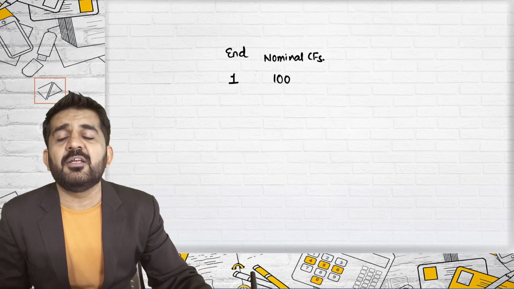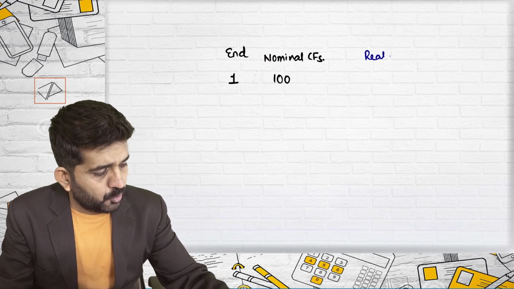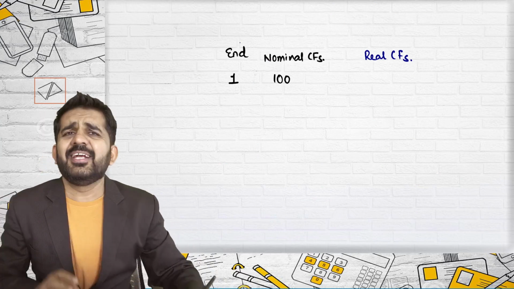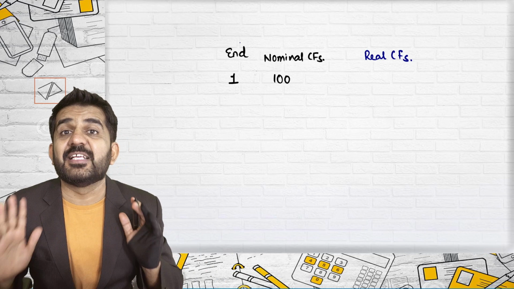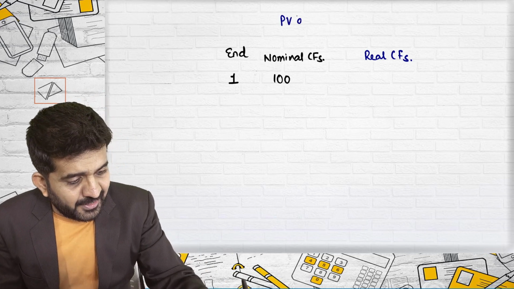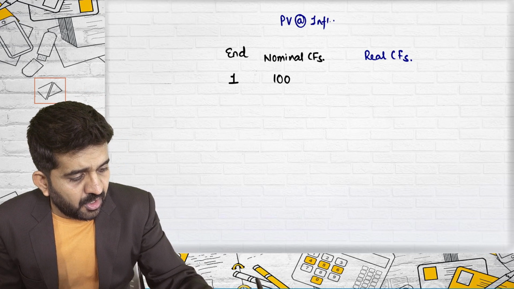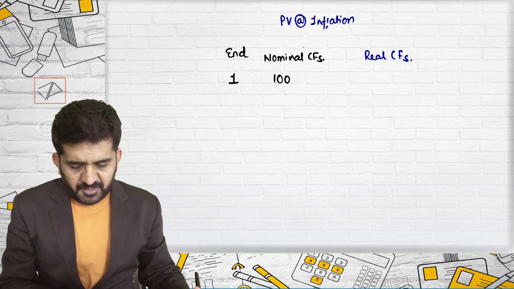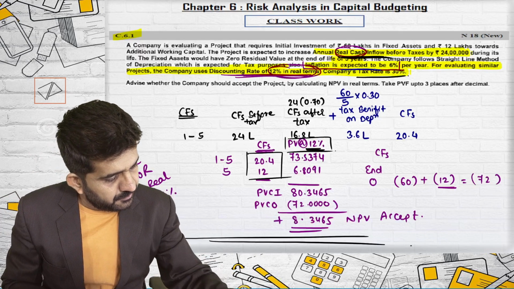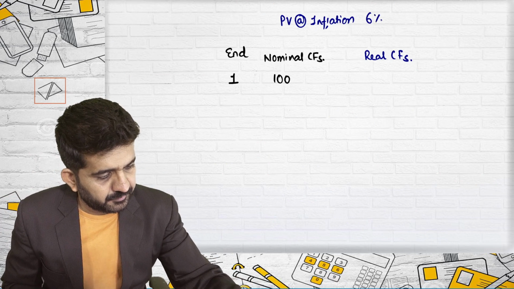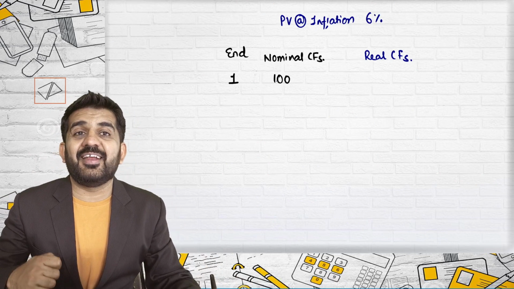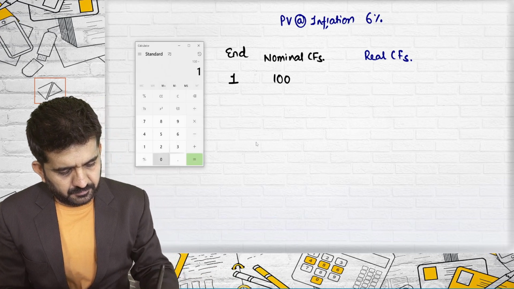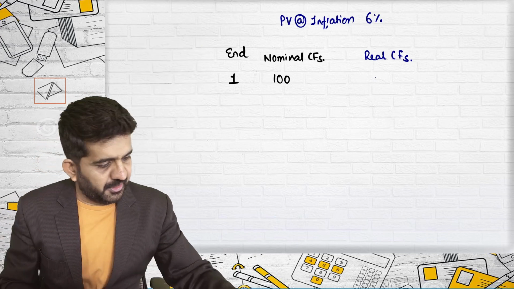But suppose nominal cash flows are given and you are told to find out real cash flows. Then how to find out? It is discounting. You need to find out the present value, but at the rate of inflation. So what is the inflation rate given in this question? It is 6%. So discount this 100 rupees by 6%. It is 100 divided by 1.06, which is 94.33.